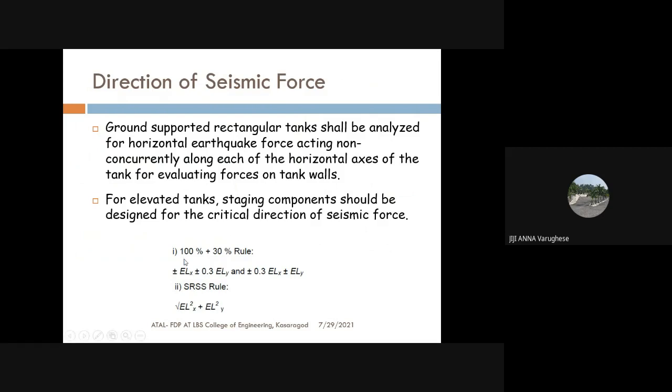So after analyzing the structure for earthquake loading, or after calculating the earthquake loading in the x direction as well as the y direction, we have to combine it suitably. And for that, combination rules are given in the code. Either we can use the 100% plus 30% rule for finding out the critical effect on the tank structure, or we can use the SRSS: square root of earthquake load in x direction square plus earthquake load in y direction square.